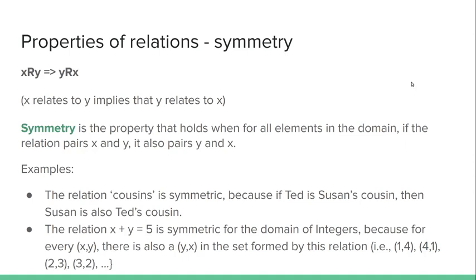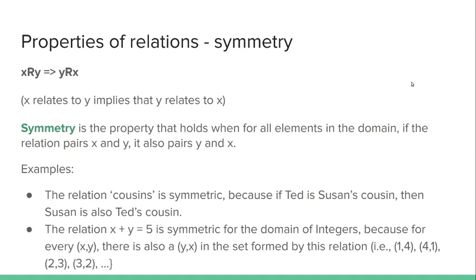A non-mathematical example of this is cousins, because if Ted is Susan's cousin, then Susan's also Ted's cousin. We could also say the same about siblings. So if one person is another person's sibling, then the other person is the first person's sibling as well. So those are examples of non-mathematical relations that are symmetric.